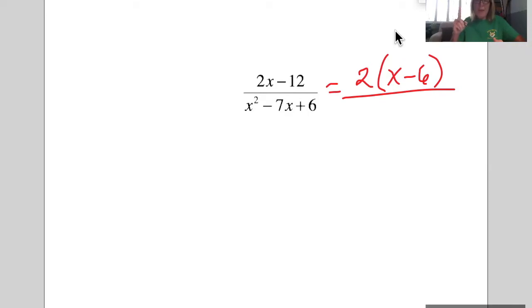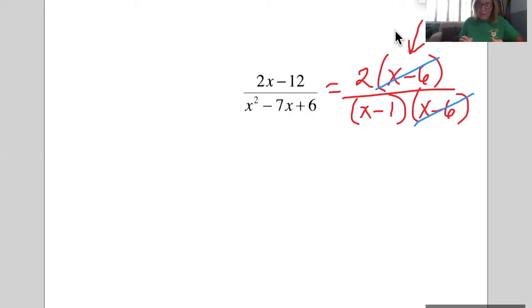And one thing to always think about is that if there is a quantity here, there's a good chance that quantity might be one of the factors. And in this case, I believe it is. So x minus 1 times x minus 6. And now, hopefully you can see that those two x minus 6's will factor away, because when you divide them by each other, you get 1. So we're left with 2 in the numerator and x minus 1 in the denominator.